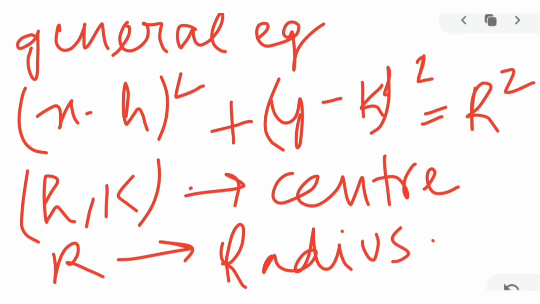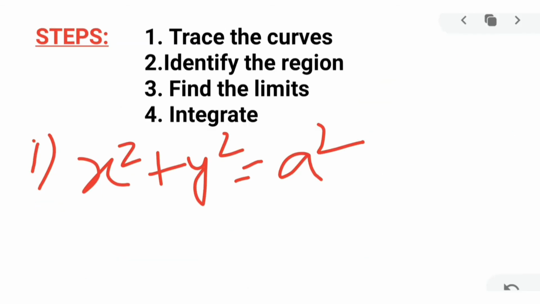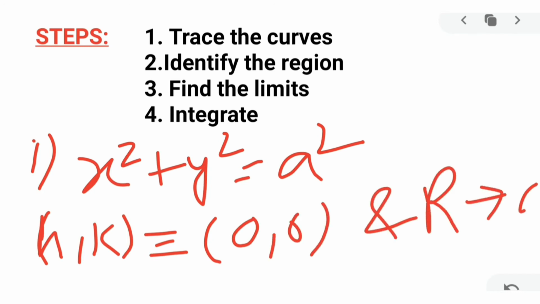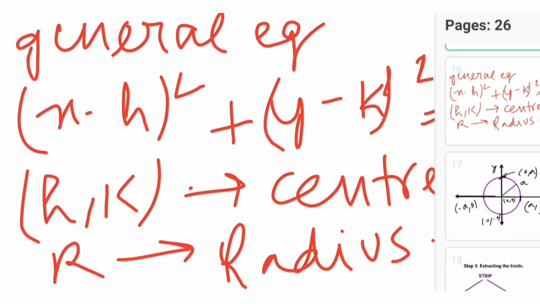So by comparing with this general form, we can say that for the given circle, the center should be 0, 0 and the radius is a. Okay. So now we have identified how this graph will look like. Now we need to plot this.